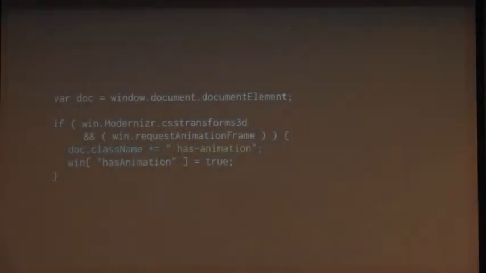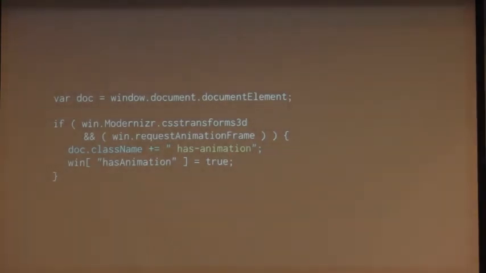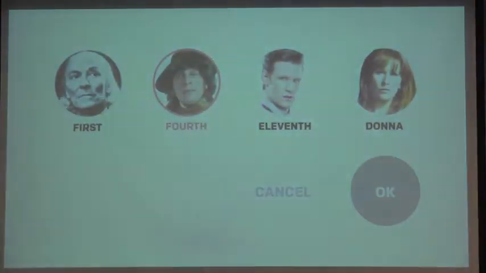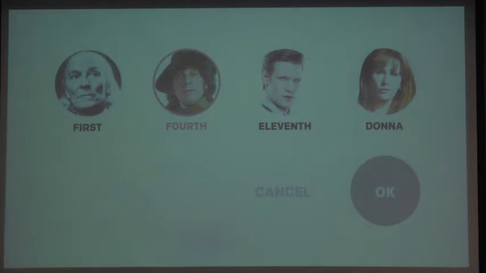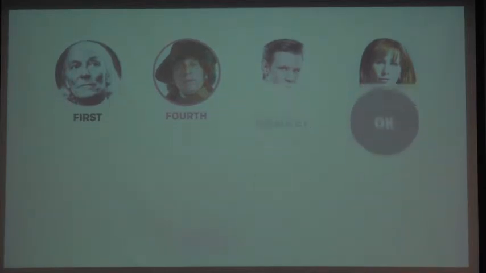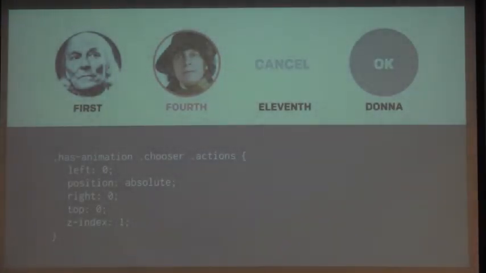Because what we can then do is, in JavaScript, ask the browser a question: are you capable of handling more advanced animations? If it passes the test, we apply a class of hasAnimation to the HTML element. Then we can really get things interesting. We can use some positioning to take those form buttons, the OK and cancel buttons, and position them up over the labels that the user is going to be interacting with. Now this is kind of broken, because two of the buttons are actually concealed.